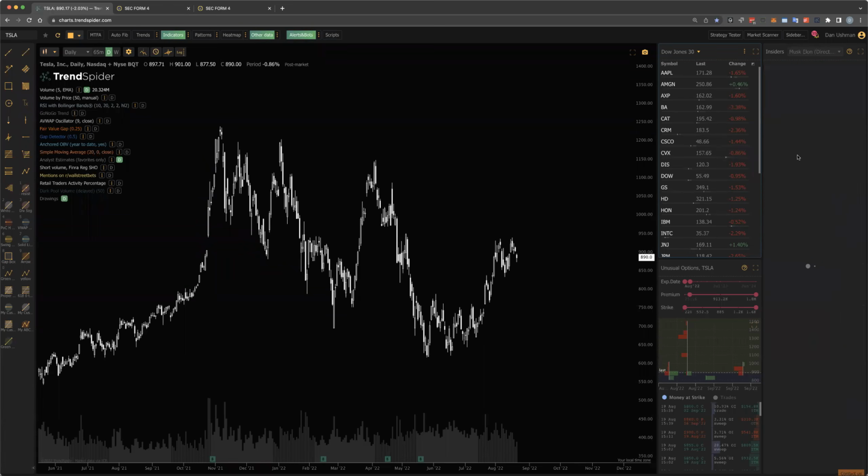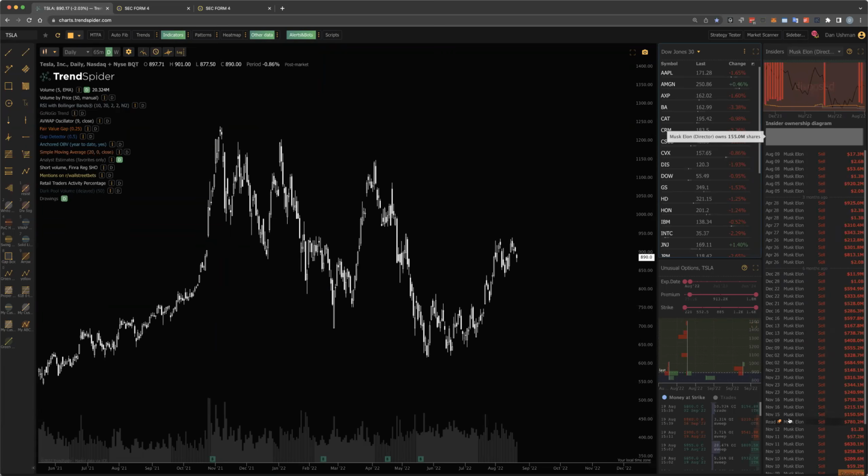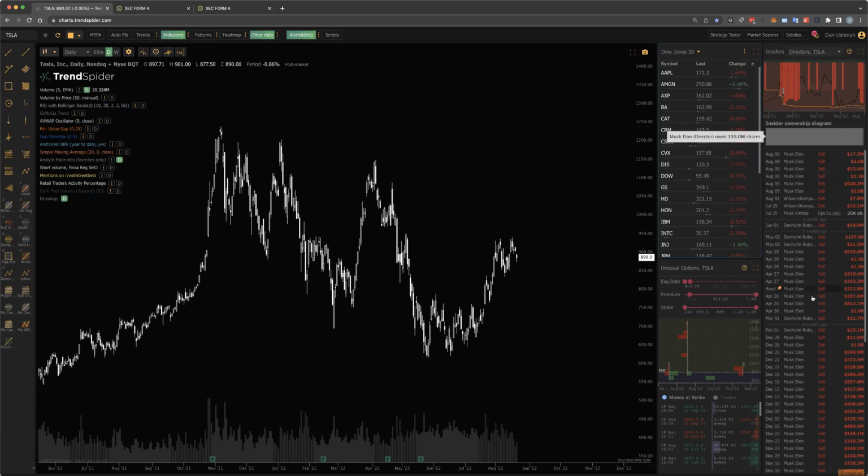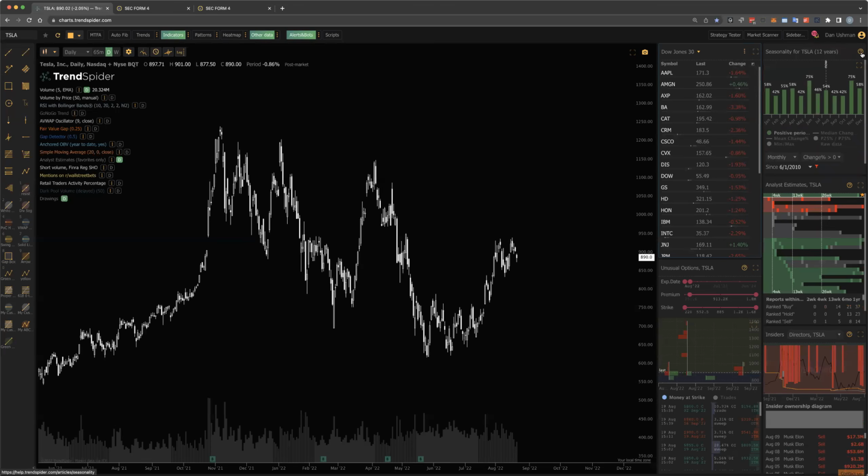And also, if you click on someone's name in this list, it'll filter it for just them. So here we can see just Elon Musk's trades. Wow. And you can also at the top select like only directors, only officers. This is just people with a board seat. So it gives you a lot of control in a way to just see the insider data right on your screen in front of you very easily.